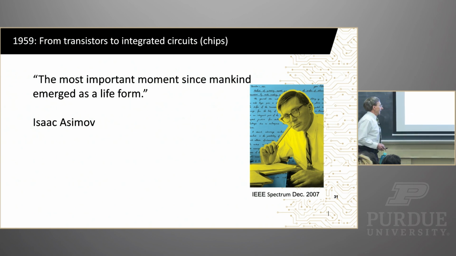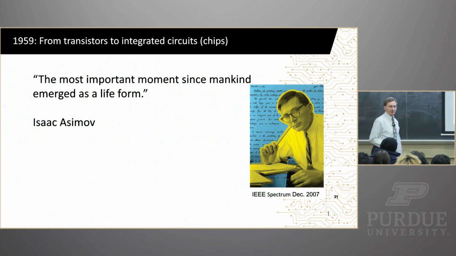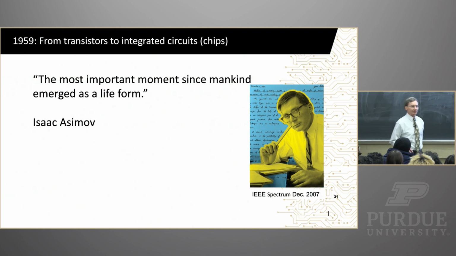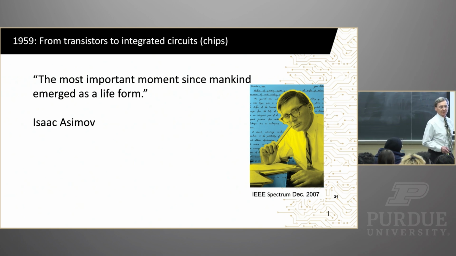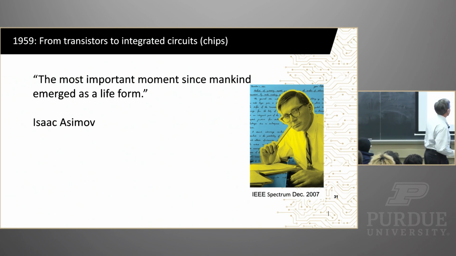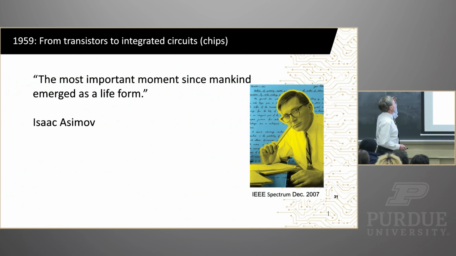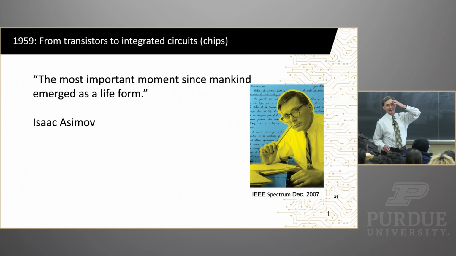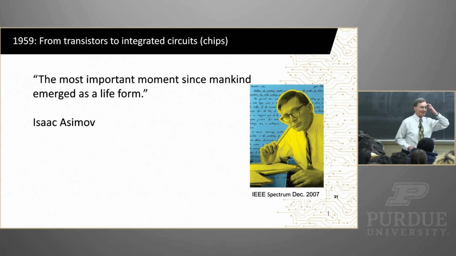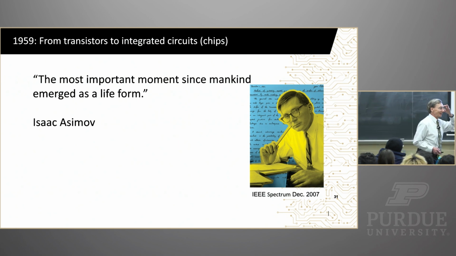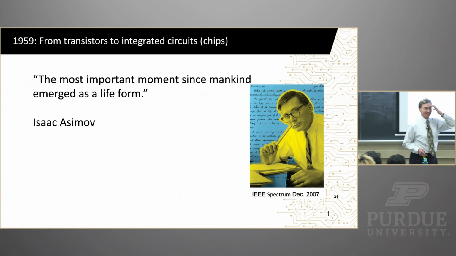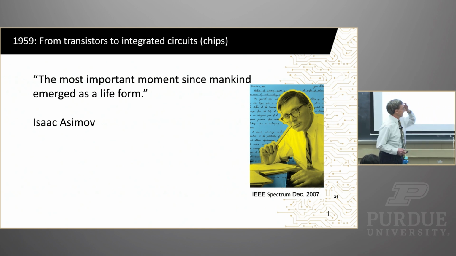So this, again, is Isaac Asimov, science fiction writer. Anybody reading, is Asimov still something you read in high school? Science fiction novels and stuff. Isaac Asimov was a fairly famous writer back in the day, and his quote was, "It was the most important moment since mankind emerged as a life form." That's quite a quote, right? I mean, since we crawled out of the primordial muck, this is the most important invention? Well, maybe it is, right? I don't know. Let's talk about it.